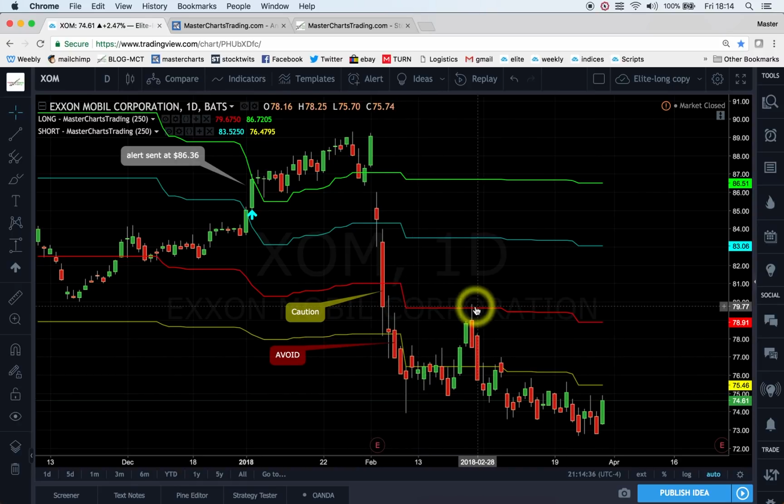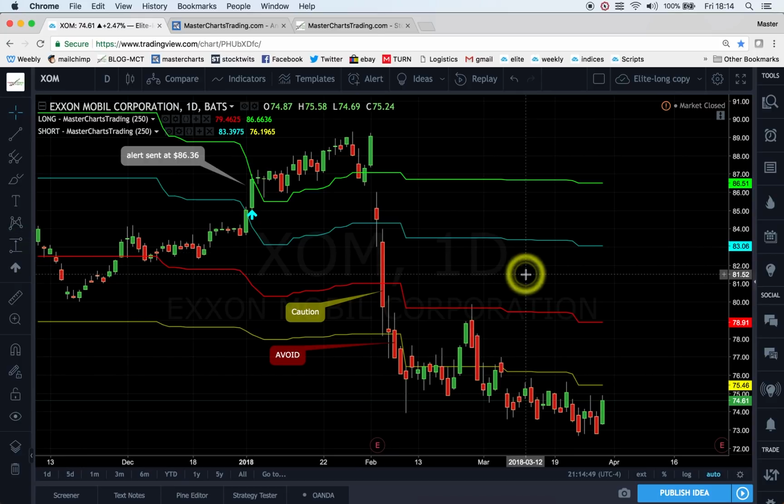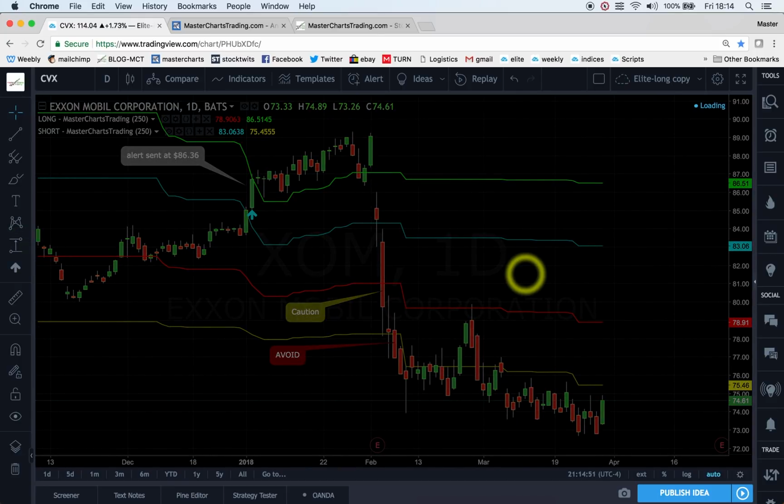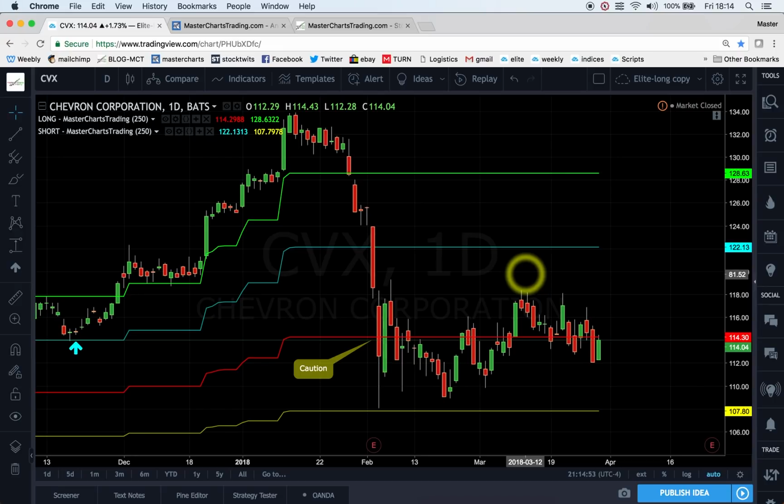and then we bounced. Notice where we bounced. We bounced exactly at this red line. So if I was trading the stock on the downside, I would have shorted it right there at the red line. And you can do it via options as well. And Robinhood now allows you to trade options, so that's another option for you.